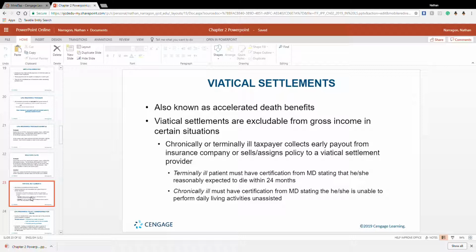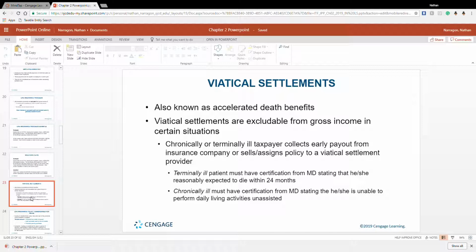Chronically ill must have that certification stating that they are unable to perform daily living activities unassisted anymore. So those two right there, if you can prove those, have that certification from your MD, you can have that actually excluded. And if you don't have those, IRS is going to make sure you get taxed on it, and if you didn't put it in there, oh, they're going to throw the penalties at you. So then you have to prove it, and it becomes a hassle.